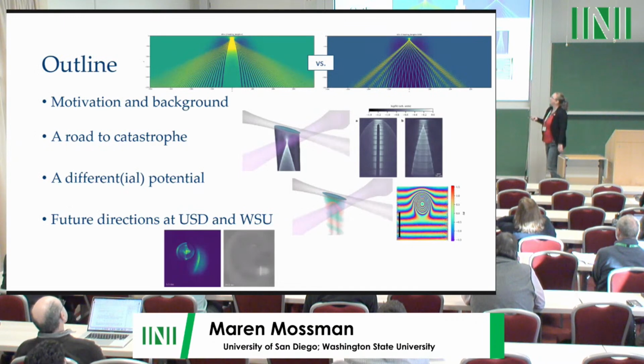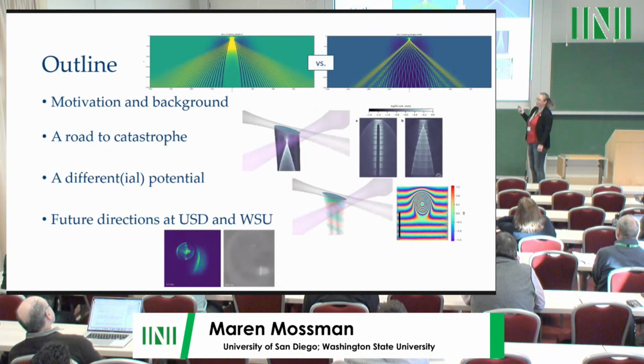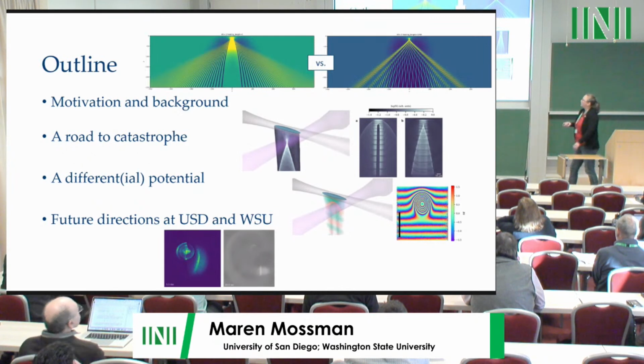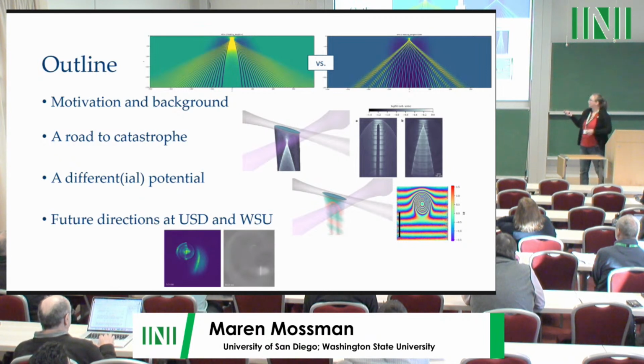Okay, so I'm going to first start with some motivation and background. We're going to use a minimal model, if you will, and we're going to compare what we would expect to see in an interacting system versus what we see in the system that we've created. I'm going to be your tour guide on the road to catastrophe, and then we're going to look at a different type of potential, and then some future directions.